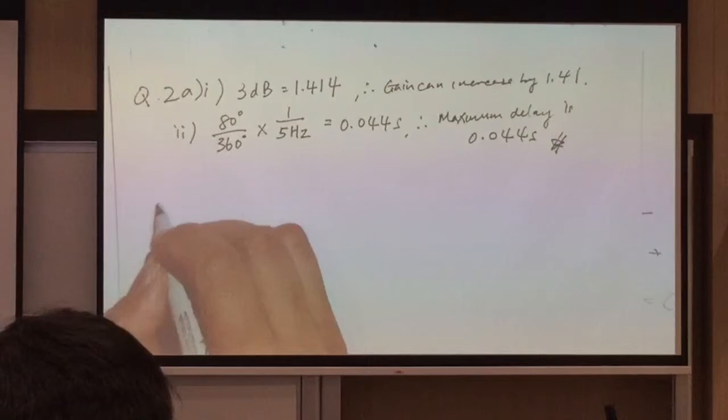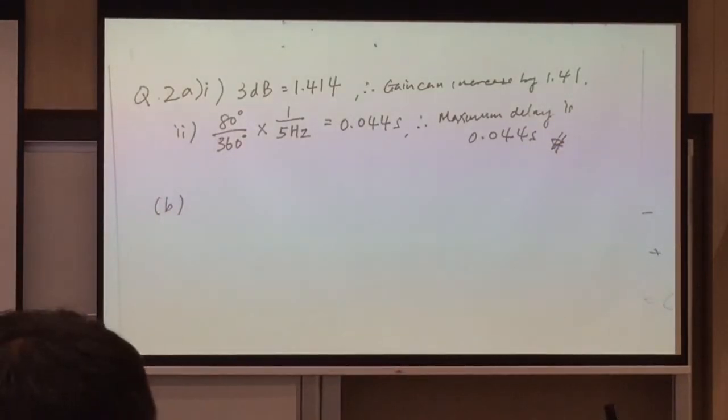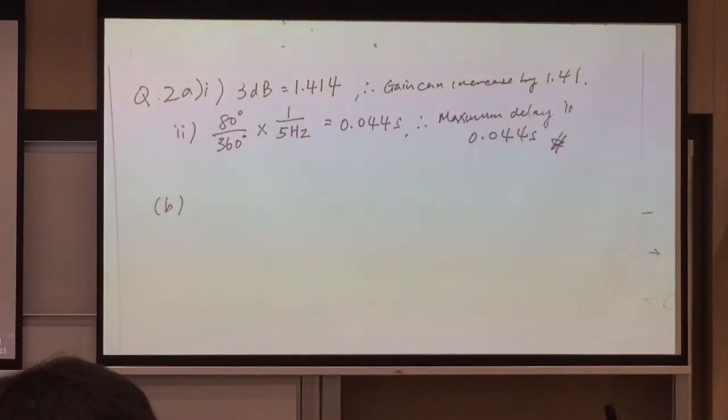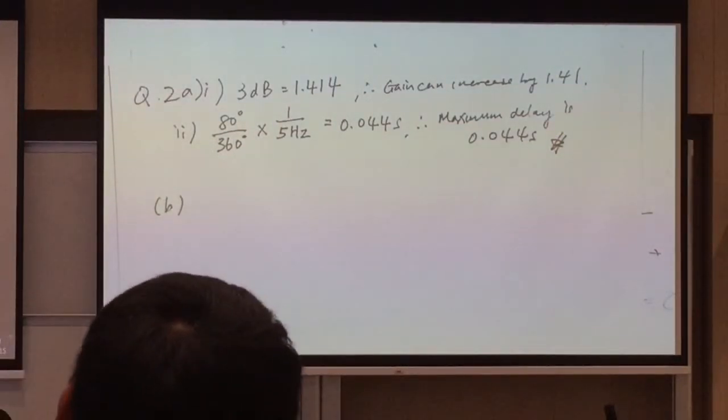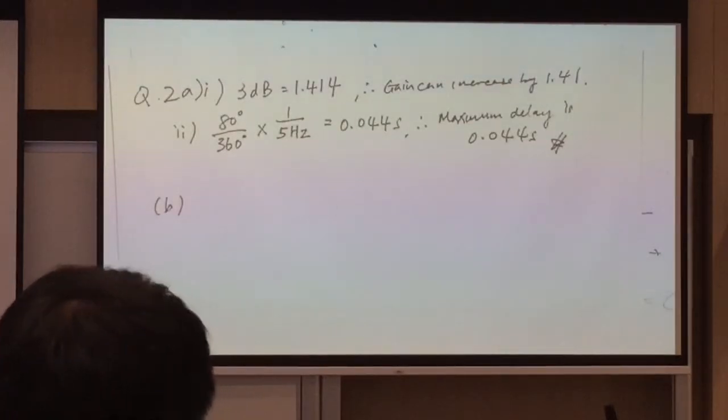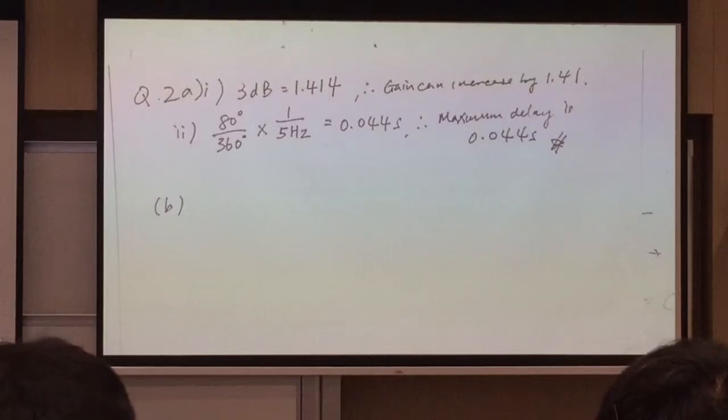Part B, show that closed loop control implicitly performs an approximate inversion of plant dynamics, at least for those frequencies where loop gain is high. So part B, the answer for part B is totally in your lecture reading.